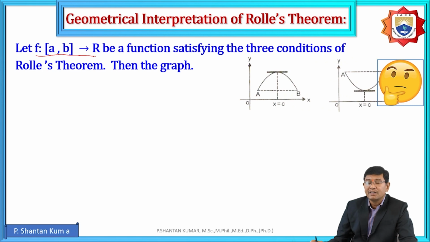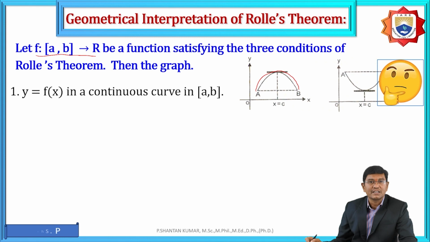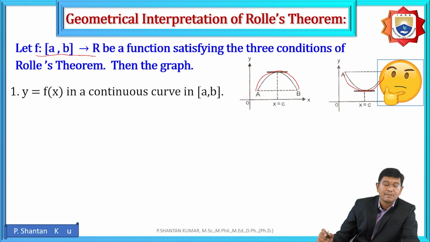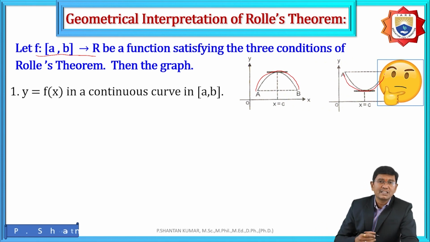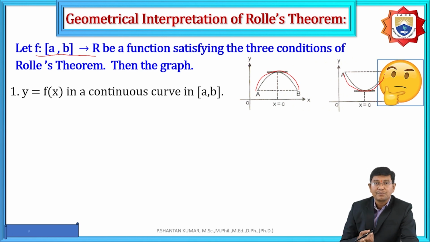Based upon this graph, according to the first condition, y is the given curve. For example, assume it is a parabola, y is equal to f of x. It need not be particularly a parabola, but we need to assume some curve, y is equal to f of x, that is continuous. And what is the meaning of continuous? Continuous is nothing but without any break, that means without any disturbances.